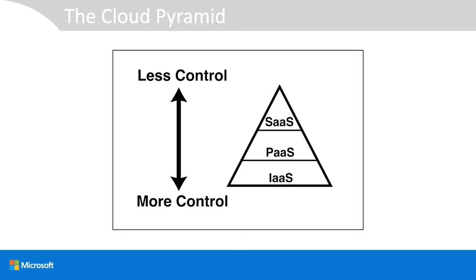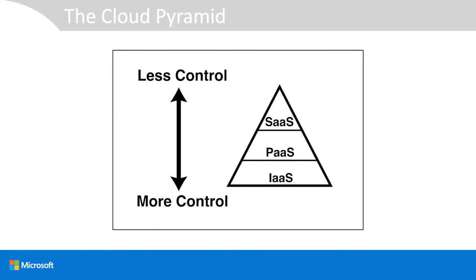At the top of the cloud pyramid, you'll find SaaS services. At this level, users have almost no control at all, but they also have almost no responsibility. This level is where you'll find services like OneDrive or Outlook.com for email. These services are basically cloud-based software programs that you access using your web browser. You don't know anything about the underlying software, and you really don't even care.